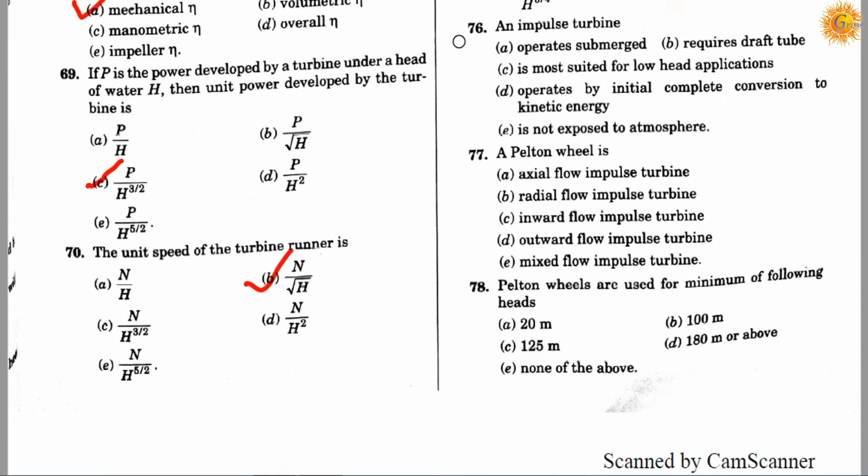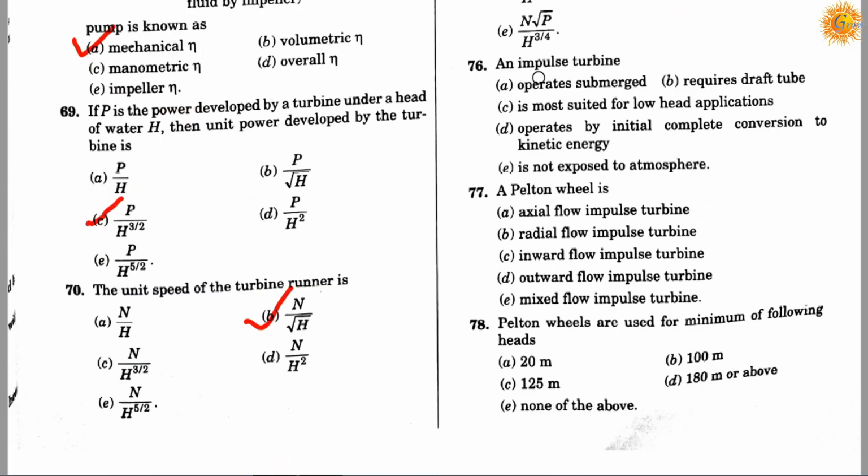Question number 76. An impulse turbine: option A, operates submerged; option B, requires draft tube; option C is most suitable for low head applications; option D is operates by initial complete conversion to kinetic energy; and option E is not exposed to atmosphere. So correct answer is D. It means an impulse turbine operates by initial complete conversion to kinetic energy.